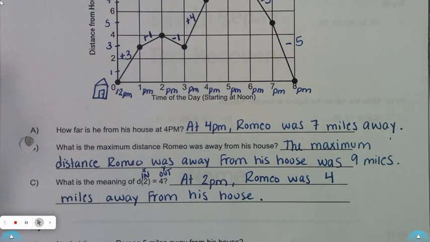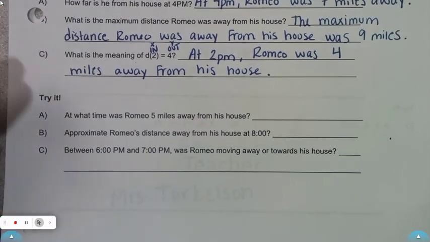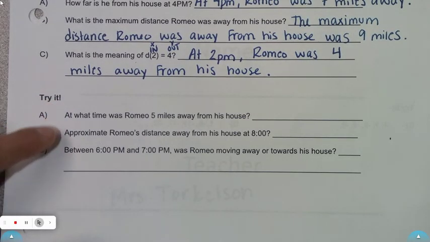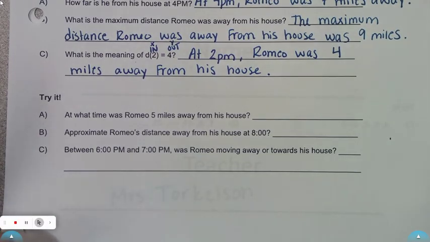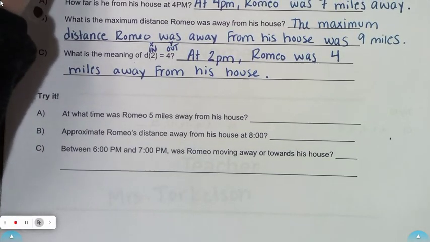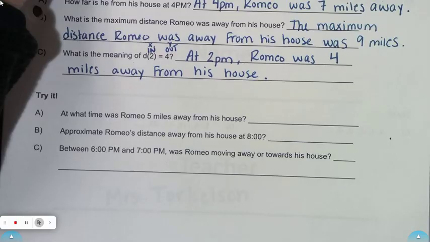Okay, perfect. So what I want to do is the next 3 are try-its. I would like you to try them on your own. So you can pause the video here and answer questions A, B, and C in complete sentences. So pause it here. Once you finish, come back and I'll show you the answers. So I am going to switch my paper to show you the answers so you can pause it.